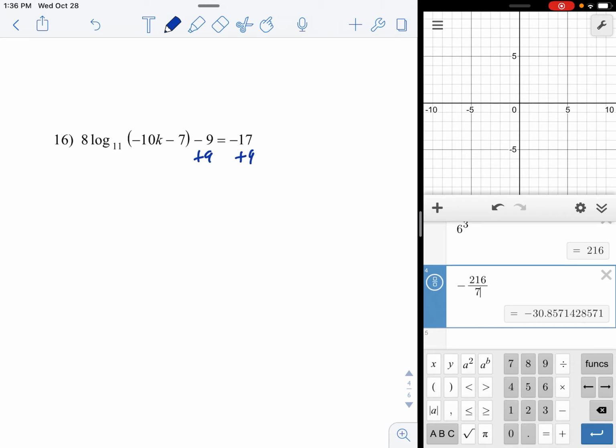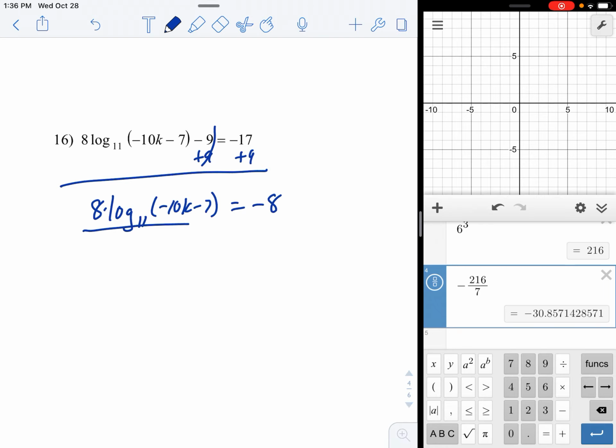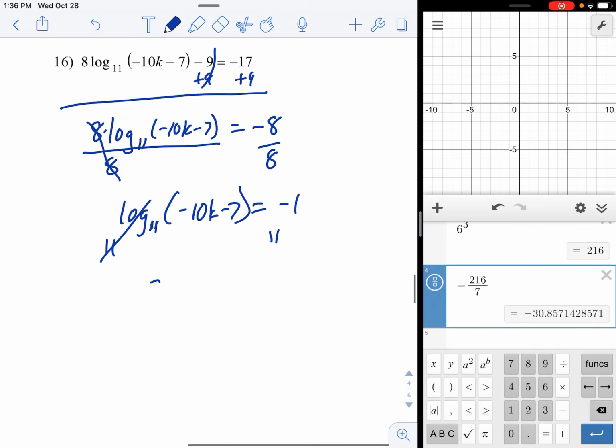Add 9 to both sides. 8 log base 11 of negative 10k minus 7 equals, what is that, negative 8. To cancel out that 8, I'm going to have to divide it because it is multiplied. Log base 11 of negative 10k minus 7 equals negative 1. To cancel out a log base 11, I drop an 11. Cancel that out. Negative 10k minus 7 equals, what's 11 to the negative first power?